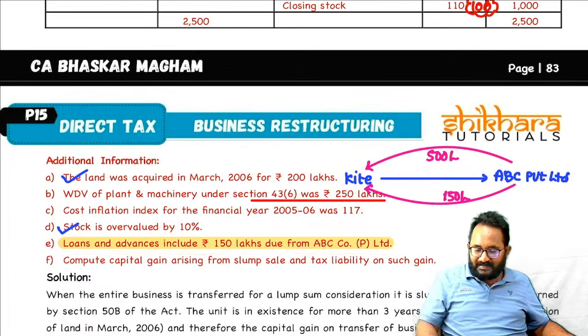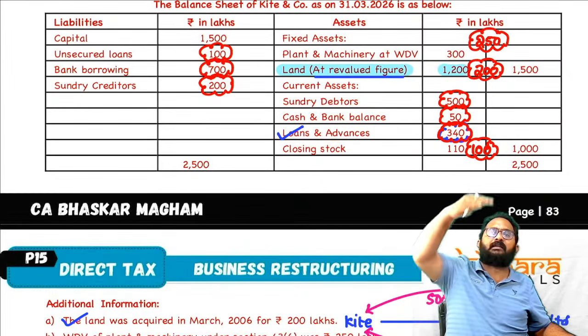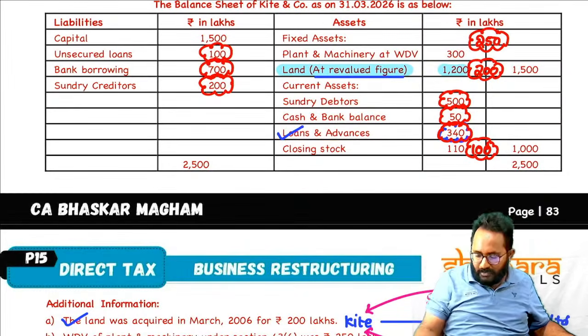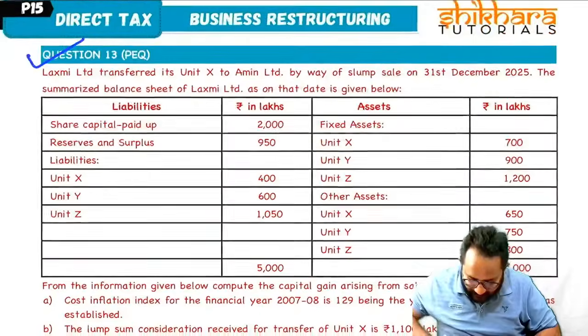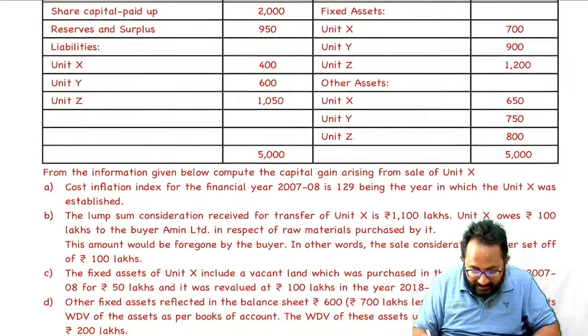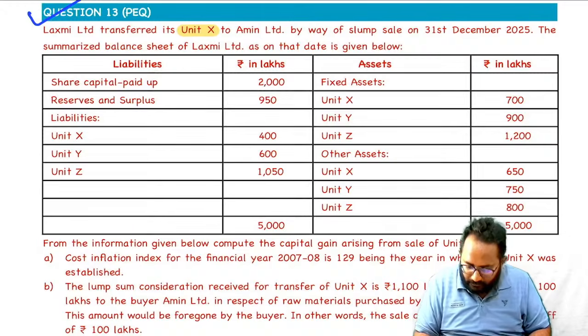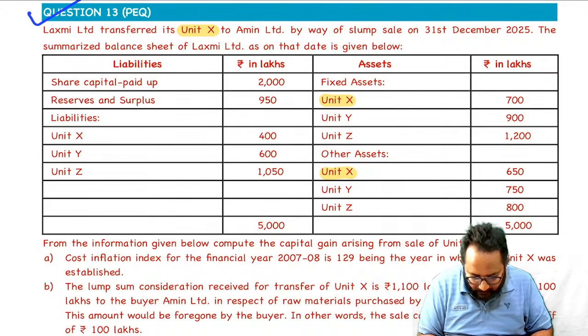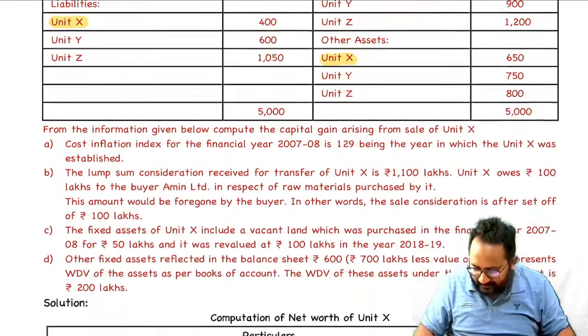Understood? On our asset side, loans and advances means nothing but what, ma? I already gave a loan to them. They have to repay how much, ma? 150. But next question, listen carefully. What is the unit we transfer? X. So that's why X unit I will highlight. Unit X related assets, other assets as well as liabilities, I will highlight.